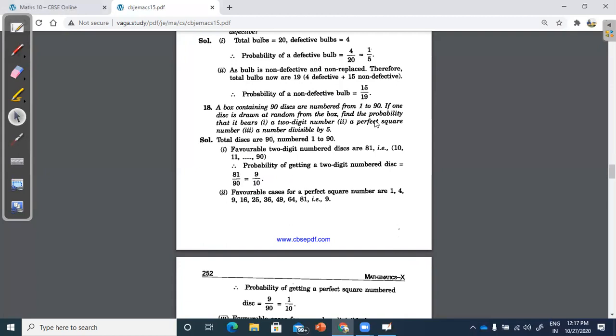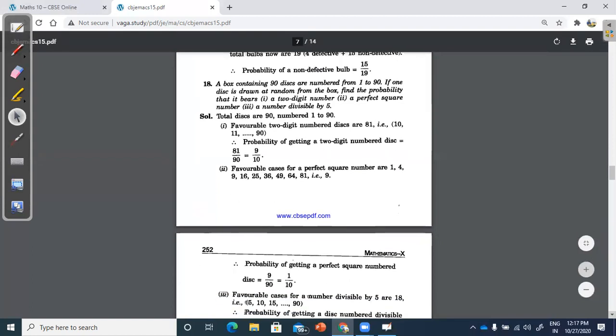Perfect square numbers. What are perfect square numbers? A number multiplied by itself, and you can take out the square root of that number, isn't it? Perfect squares: 1 square is 1, 2 square 4, 3 square is 9, 4 square 16, 5 square 25, 6 square 36, 7 square 49, 8 square 64, 9 square 81. 10 square is 100, that is more than 90, you can't take that. So you need to find the perfect squares from 1 to 90. How many are there? 9. So 9 out of 90. So the answer will come 1 out of 10.